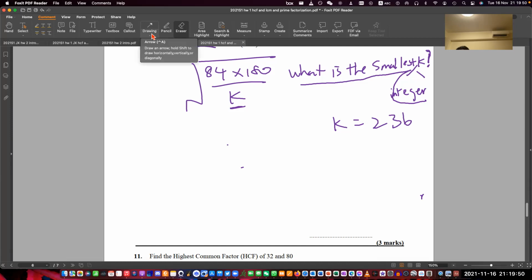Integer means no decimal number. So probably you have forgotten. Okay. Regardless, what you need to do is the prime factorization for 84 and then 180.